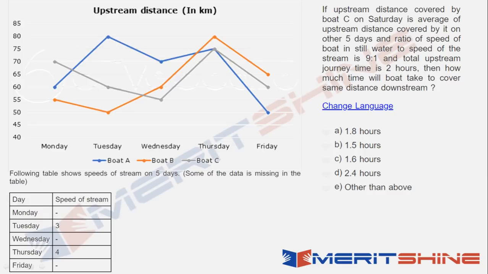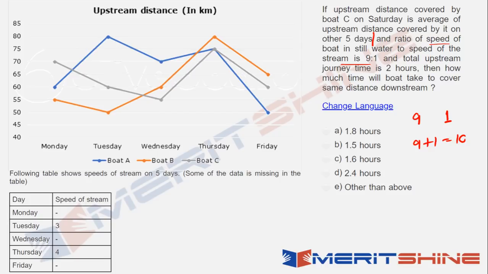Now, if you look at this one, there is again some data given over here. Upstream distance covered by boat C on Saturday is average of the distance covered for 5 days. You can calculate the upstream distance. Ratio of speed of boat in still water to speed of stream, so 9:1. So if this is the speed of boat in still water, the speed of stream is 1. And what is the downstream speed then? 9 plus 1, that is 10.